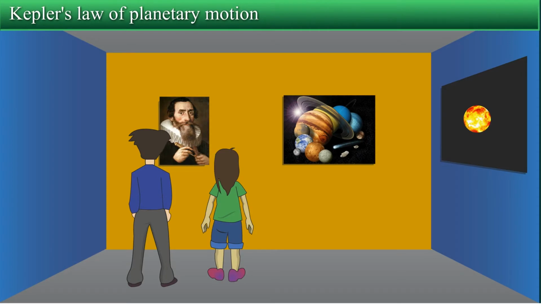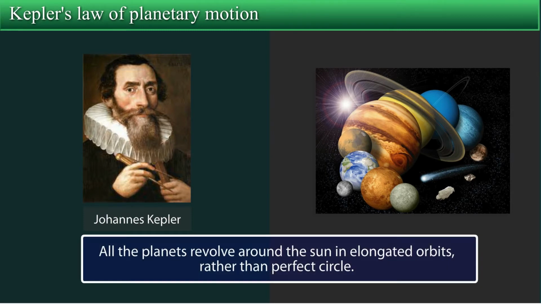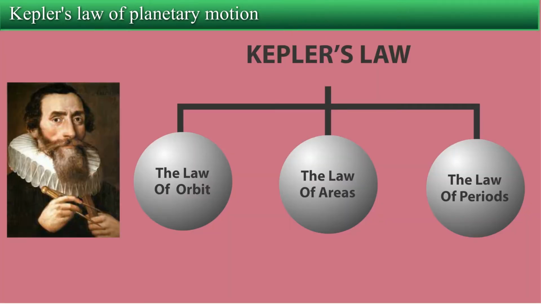This picture shows all the planets are revolving around the Sun. Yes, Tina, and this is the picture of Johannes Kepler. In the early 16th century, he explained that all the planets revolve around the Sun in elongated orbits rather than perfect circles. Based on these observations, he derived 3 laws which govern the motion of planets. These are called Kepler's Laws. It sounds very interesting. Please explain it to me in detail.